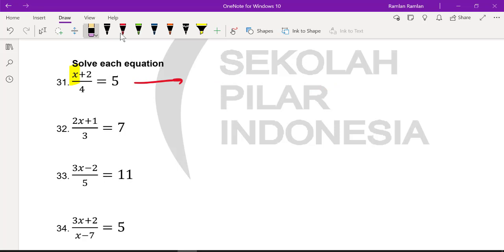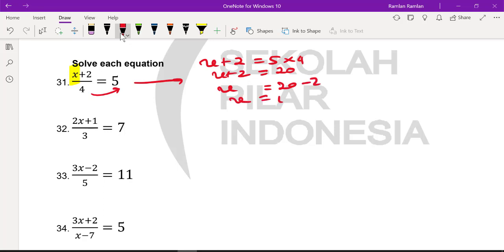Now in here, the first thing you do again to remove that 4, so multiply everything on the left side and on the right side by 4. So there'll be x + 2 = 5 times 4, and 5 times 4 is 20. And then subtract both sides of the equal sign by 2 to get rid of this 2. So x = 20 - 2, and x = 18, right? Pretty easy, right?